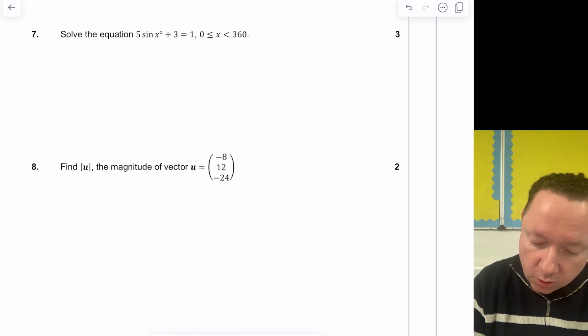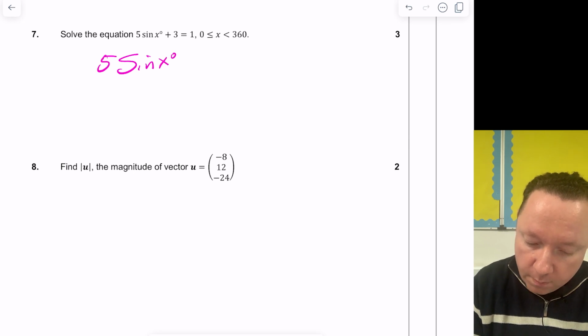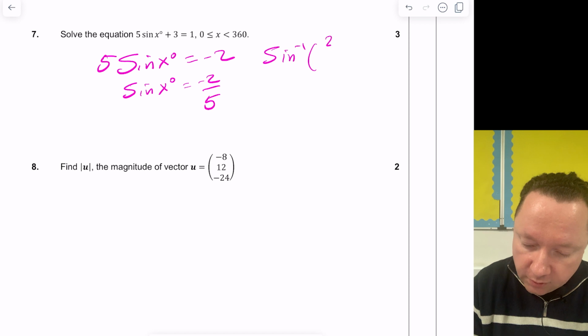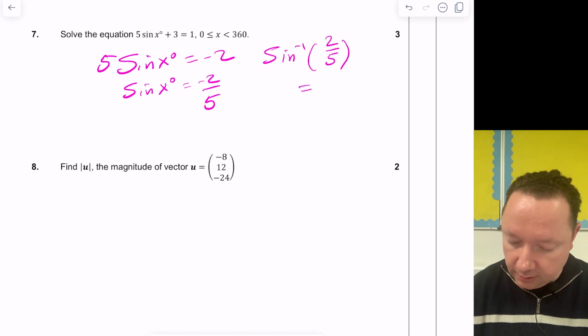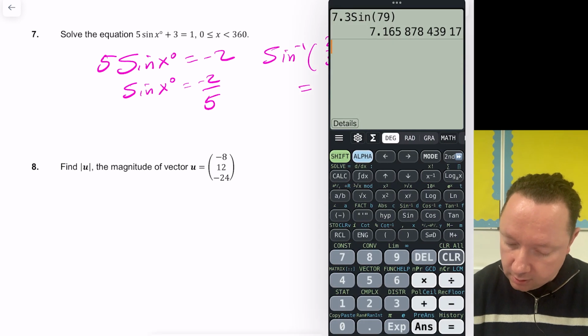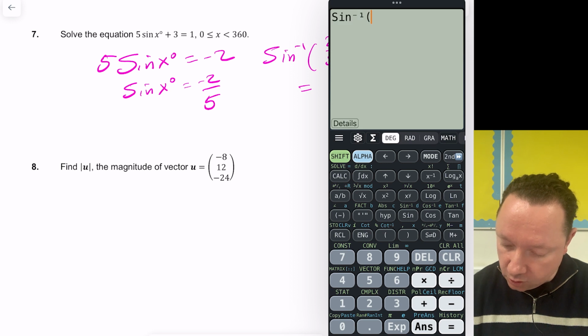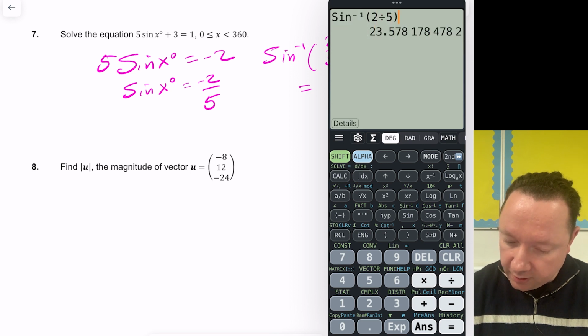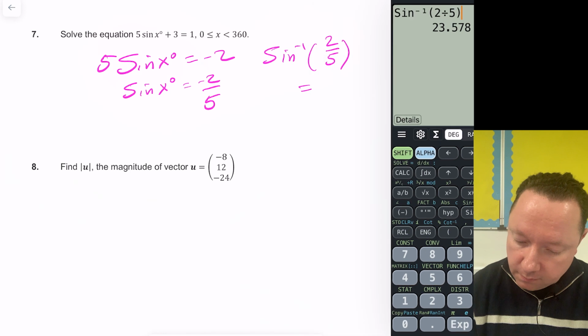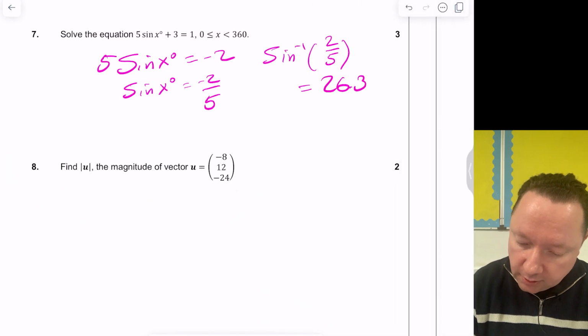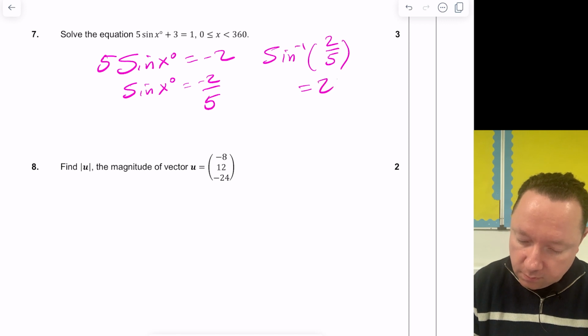Solve this equation. It's a trig equation. So 5 sine x equals 1 minus 3, which is minus 2. So sine x equals minus 2/5. So I'll do the inverse sine of 2/5. Now let's see what that is. Shift sine 2 over 5 is 23.6, say.